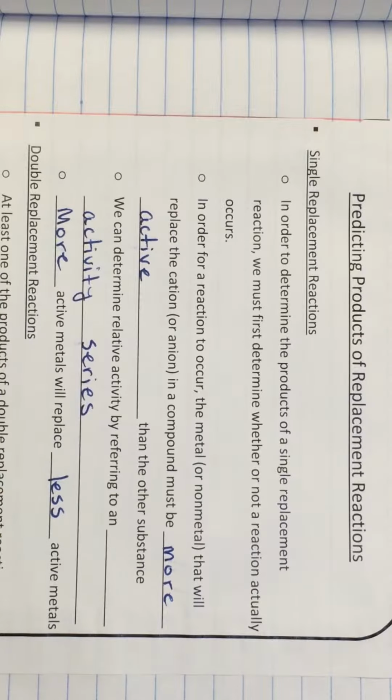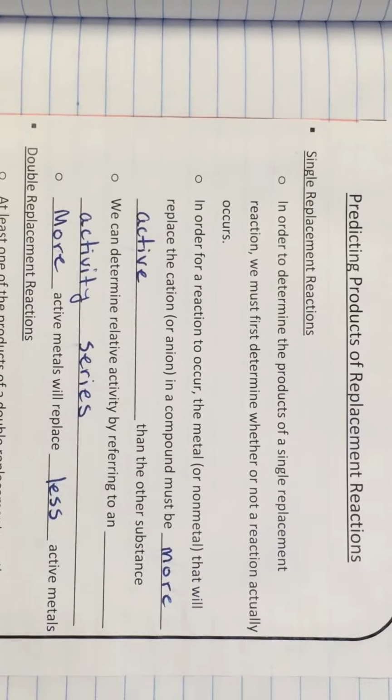Hey guys, this video is for page 37 of your interactive notebook on predicting products of replacement reactions. The purpose of this is to be able to write an entire chemical equation for a single or double replacement reaction after having only been given the reactants. So we're going to break this apart into two different sections, one on single replacement, which we'll do first, and then one on double replacement reactions, which we'll do second.